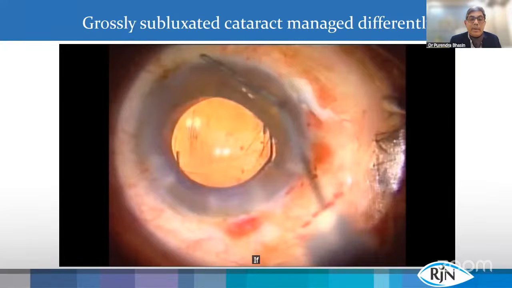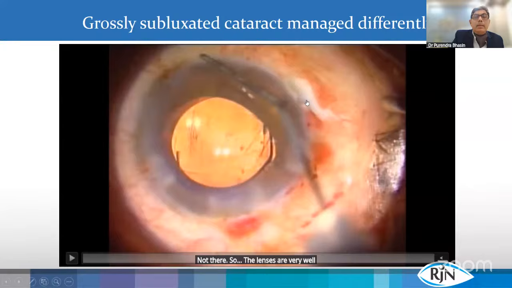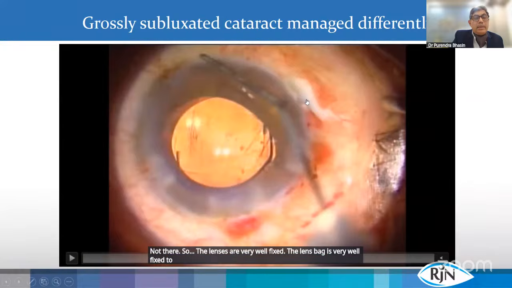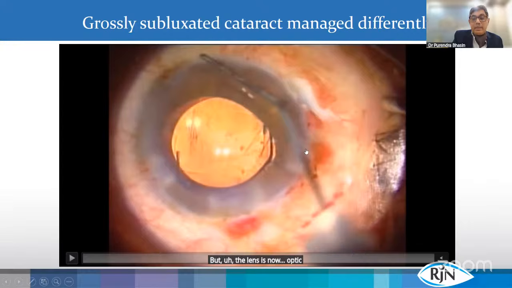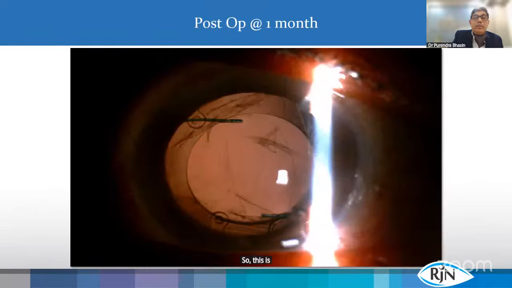If I had not captured the optic in the capsulorhexis, the lens would have slipped behind through the bare area where the zonules are absent and the lens bag is not there. So the lens is very well fixed. The lens bag is very well stabilized to the sclera, and the optic is also very well centered. So this is how the patient looked at 1 month post-operative, and this is the PCR, and this is the optic capture, and this is the CTR, which is fixed to the sclera.